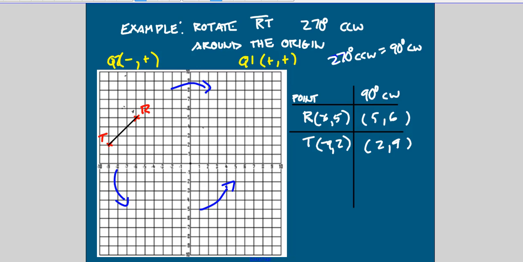So let's plot our new points. We have R prime, which is 5, 6. Then we have T prime, which is 2, 9. Then we take our straight edge and connect our points, and that is our rotation of 90 degrees clockwise. So we're going 90 degrees clockwise, which is the same as 270 degrees counterclockwise.